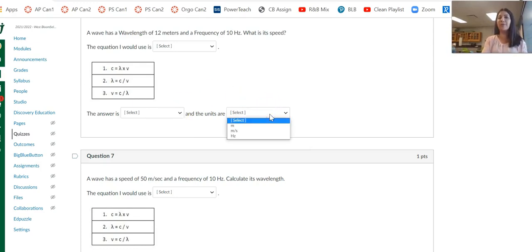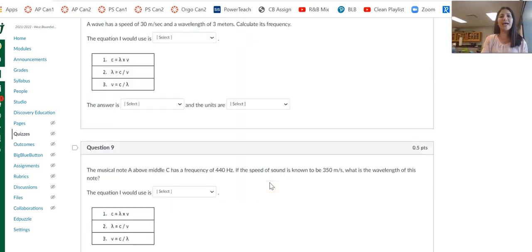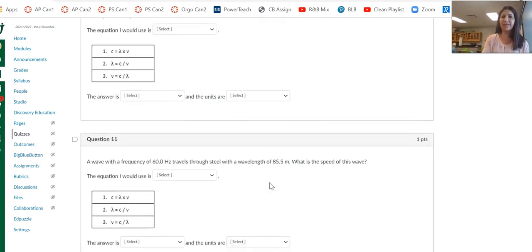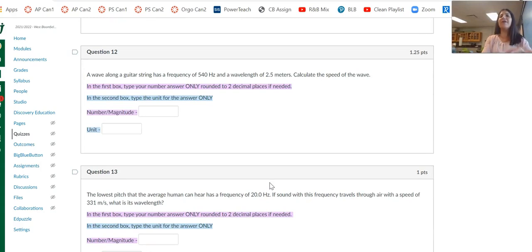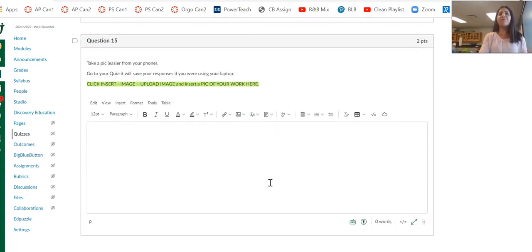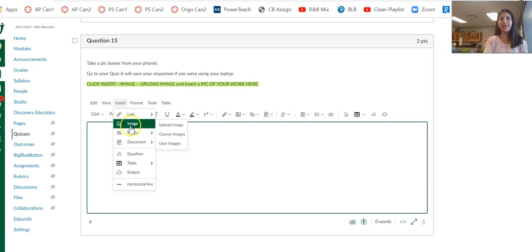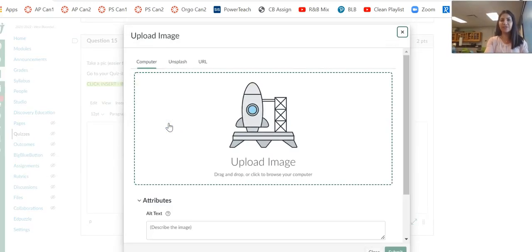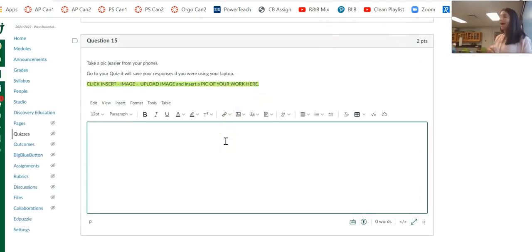The first ones are going to be multiple choice, and then when we get down to, I believe, question 12, it's going to be fill in the blank. But they should be pretty easy. For 15, you're going to take a picture of your work, click insert image, and then upload the image. I would suggest doing this from your phone. We tried it. It does save. So if you save here and then you switch to your phone, you can still answer that question from your phone.